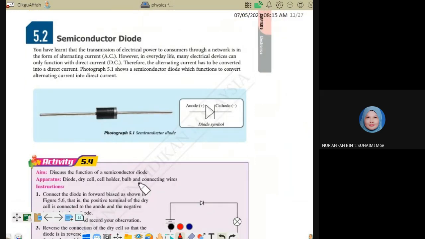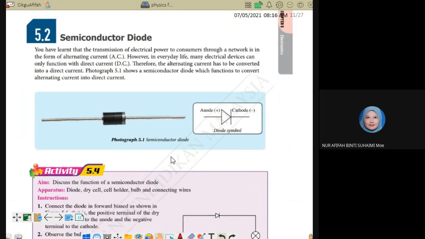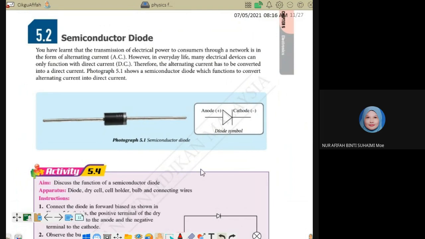Okay, next we look at the semiconductor diode. Okay, we learn about diode. Nampak tak ni? Right. Okay, you have learned that transmission of electrical power to consumers through a network is in the form of AC. Okay, ini dah relate balik dengan transmission. Okay, AC current. Kita terima AC current yang masuk ke dalam rumah kita.